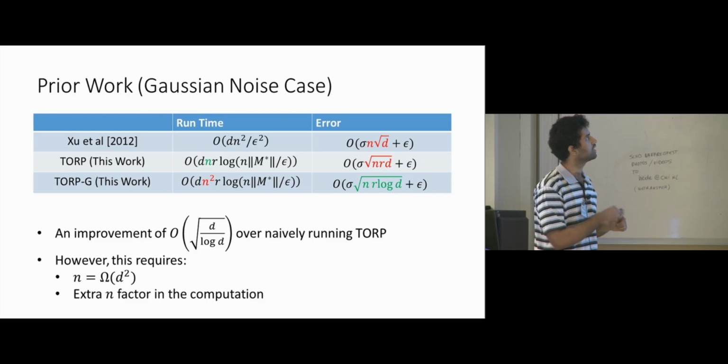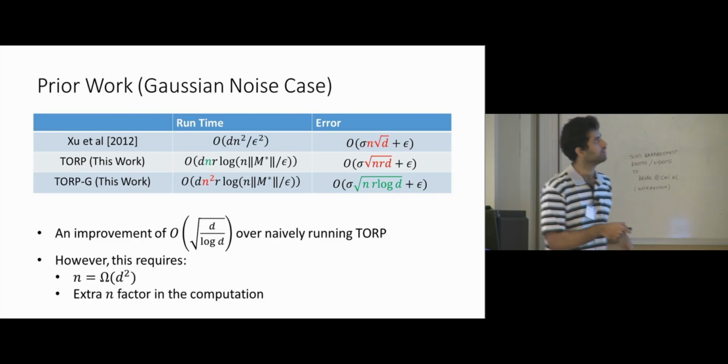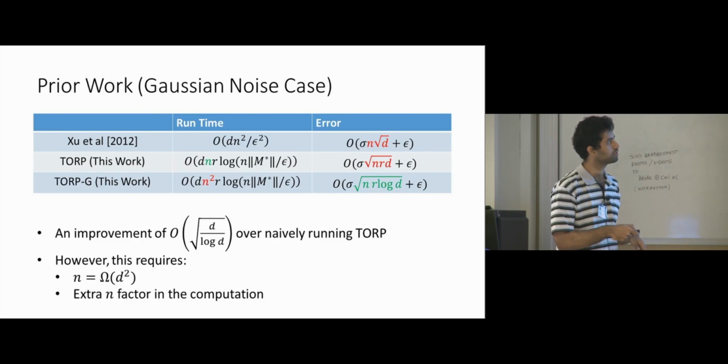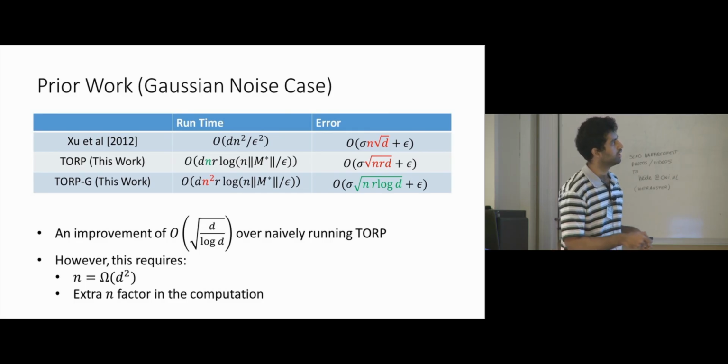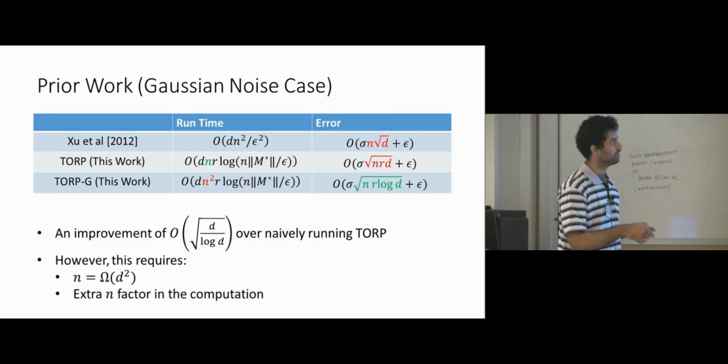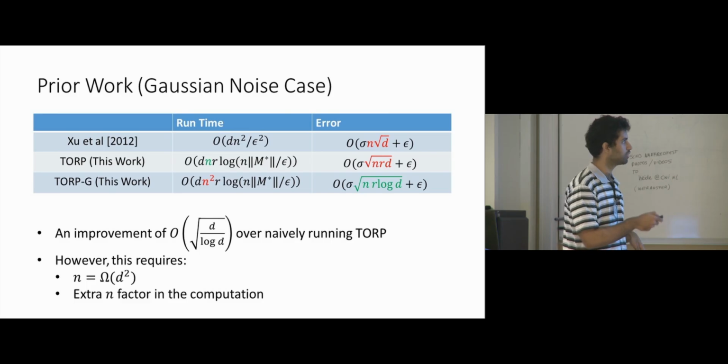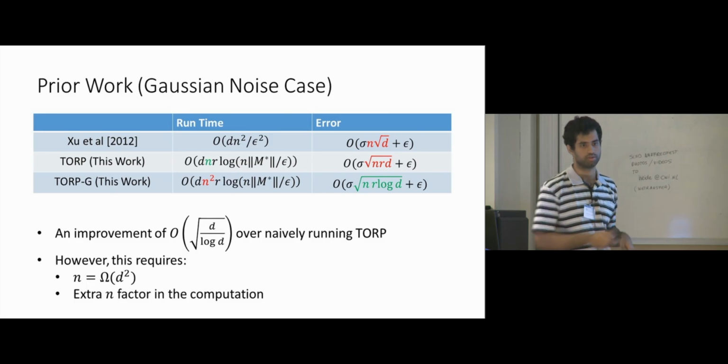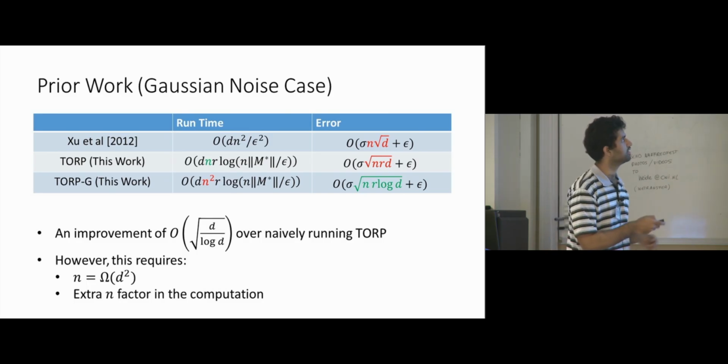This is how we compare to previous work. In terms of recovery error, we have an almost square root ND improvement over the previous state-of-the-art result by Xu et al. We also achieve an improvement of square root D over our own algorithm TORP. But the algorithm that we use to do this is computationally inefficient. We have an extra n factor in the computation, and we also require n to be greater than d squared. So we need at least d squared samples if we want to obtain this recovery guarantee.